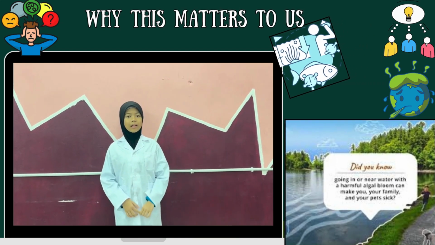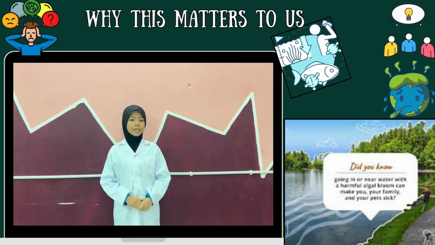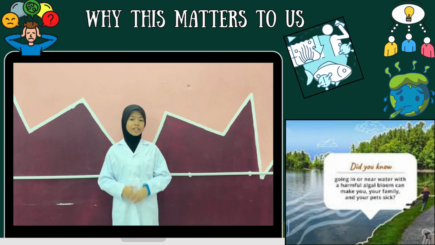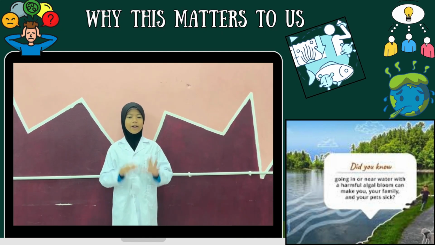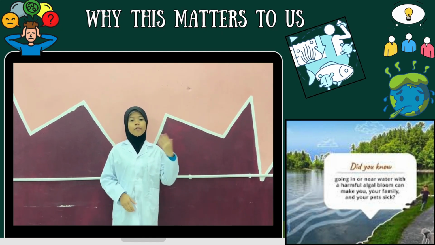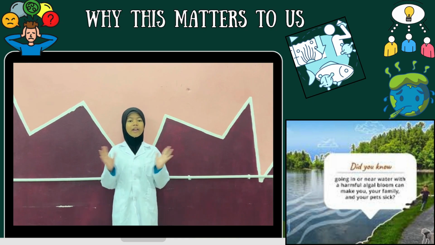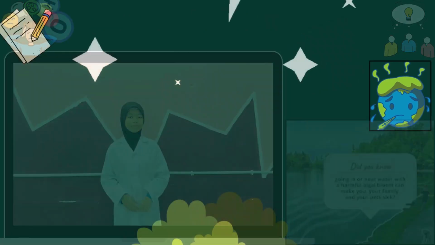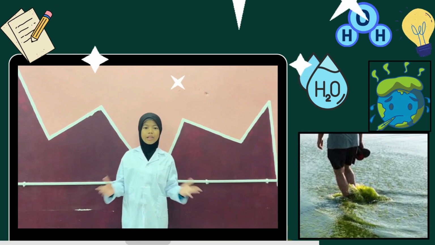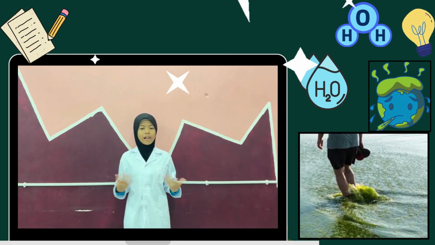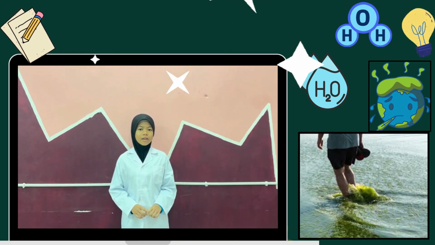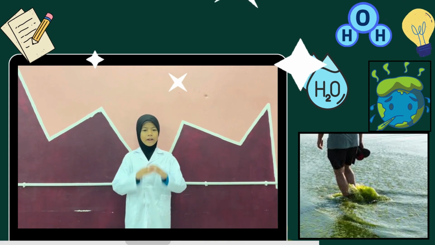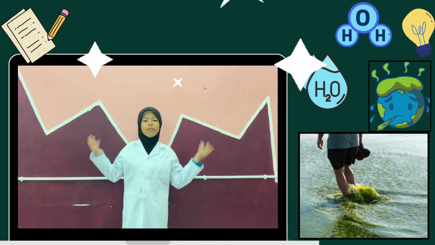Algal blooms can make clean water harder to find, which means that it will be harder to find fresh drinking water. It can even hurt many sea creatures such as fish, turtles, and other living things. This will lead to the loss of biodiversity. And that means more carbon dioxide will stay in the air. This will lead to climate change. It can even make people sick if they drink or swim in polluted water.